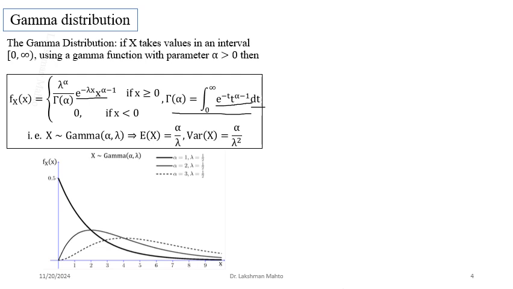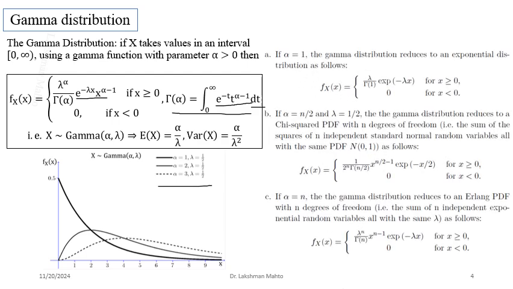And there are various possibilities of the gamma distribution for different values of lambda and alpha. There are two parameters, lambda and alpha. With respect to different values of lambda and alpha, you will get different plots of the PDF of this gamma random variable. And how does it come? If you fix alpha equal to 1 and lambda as it is, then what is the gamma function? Actually, if you take alpha equal to n, then what would be the gamma function of n?